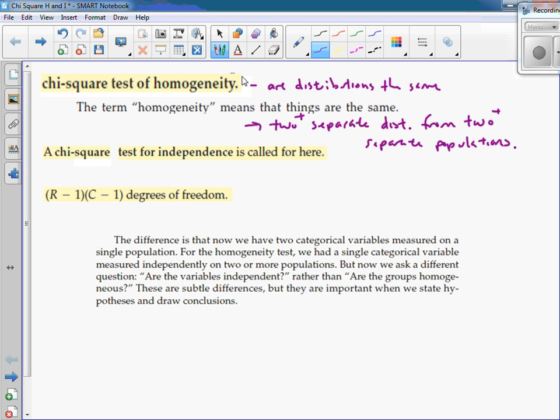A chi-square test for independence is where you're looking to see if variables are independent. That's the question that you're asking. And so that means you have 1 population that you're pulling data from. 1, singular. Not 2 samples, not 2 surveys, 1. Okay, so that's going to make the difference.